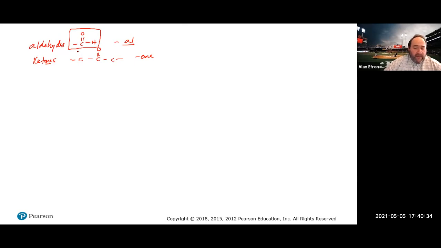But in terms of numbering for other groups that may be there, it is always going to be carbon number 1. So we don't need to incorporate that number into the name for an aldehyde, but we do need to keep in mind that that is carbon number 1.